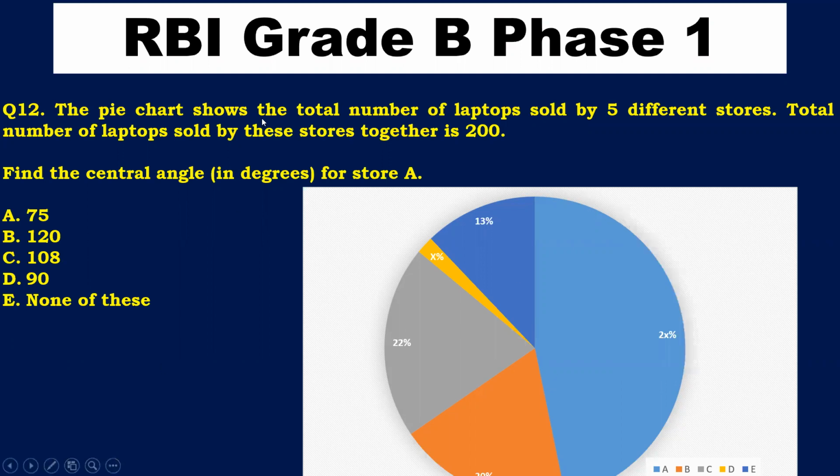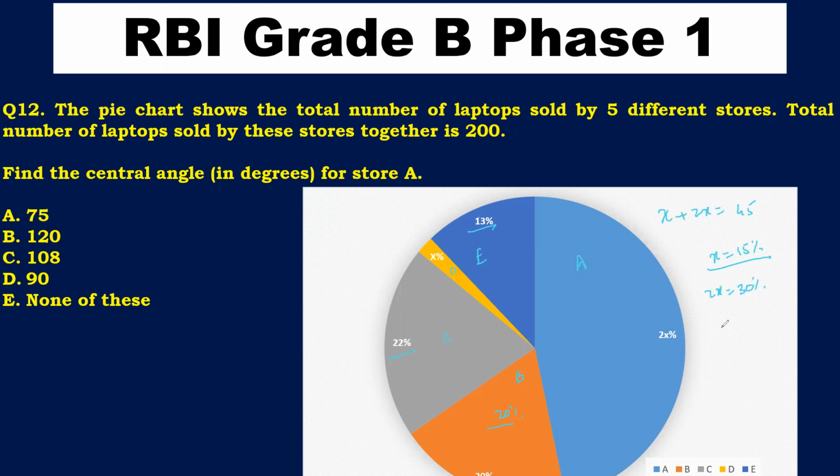Okay, let's see this. This is very easy set. This is solvable. This is 20%. It is said here. This is A, this is B, this is C, this is D, and this is E. They're asking, find the central angle for store A. So it's very easy. You know 20% plus 22 plus 13. So this is already 35 plus 20, that is 55. So that means x plus 2x should be equal to 45. That gets us x is equal to 15%. So if x is 15%, 2x will be equal to 30%.